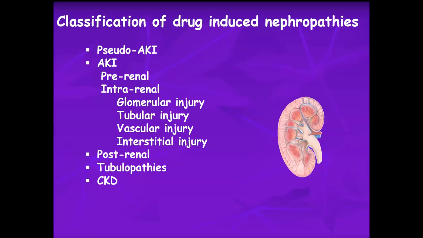Classification of drug-induced nephropathies: we can classify them as pseudo-AKI, AKI, which would include your prerenal, intrarenal, and postrenal, tubulopathies, and CKD. Intrarenal we can further break down by looking at the microanatomy of your nephron, which includes glomerular injury, your tubules, your vasculature, and your interstitium. So that's four components of your nephron.